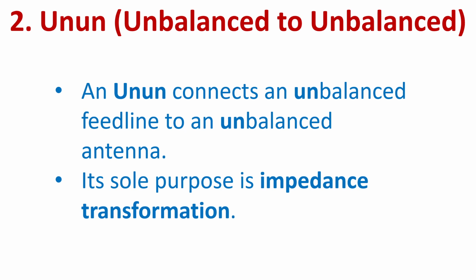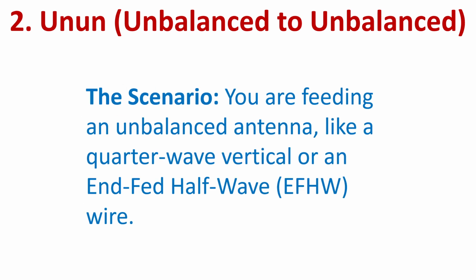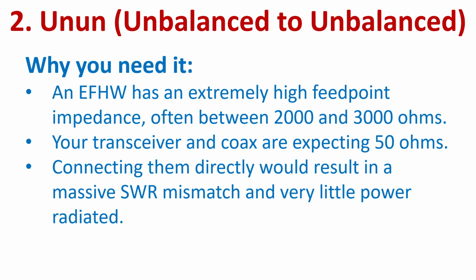Unun, unbalanced to unbalanced. An unun connects an unbalanced feed line to an unbalanced antenna. Its sole purpose is impedance transformation. The scenario: you are feeding an unbalanced antenna like a quarter wave vertical or an end-fed half-wave wire. Why do you need the unun?